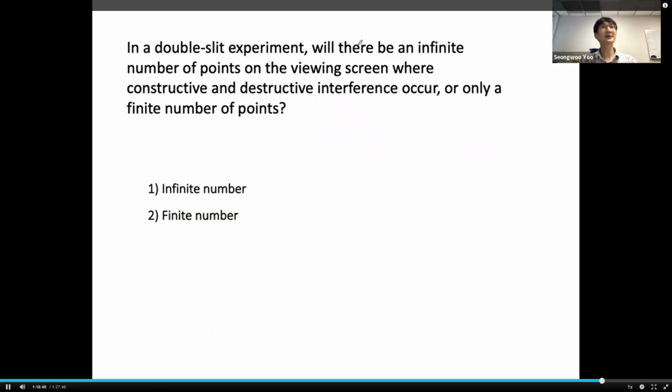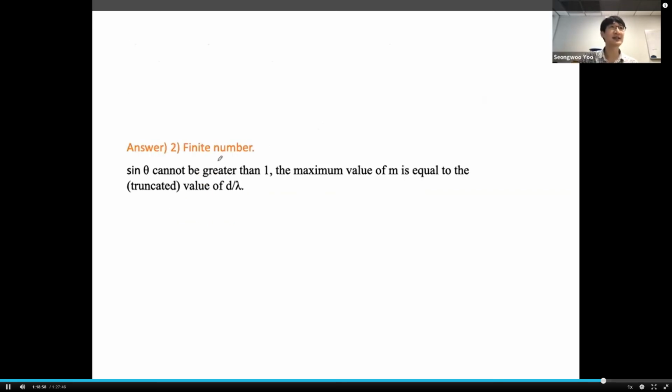Now, in the double slit experiment, will there be an infinite number of points of constructive and destructive interference, or a finite number? The correct answer is a finite number, because in the optical path length difference we have d sine theta, and sine theta cannot be any larger than 1. In other words, the maximum angle is 90 degrees. You cannot make it any larger than 90 degrees. Therefore, there is a finite number of interference maxima.